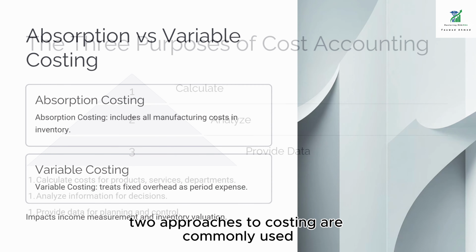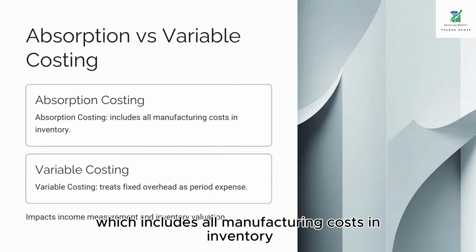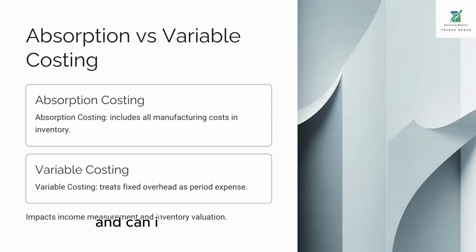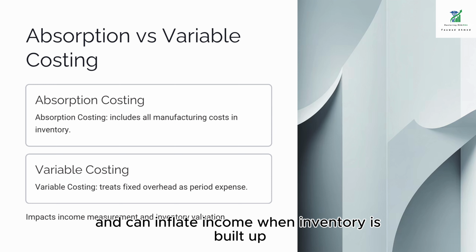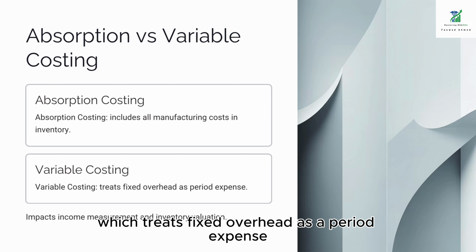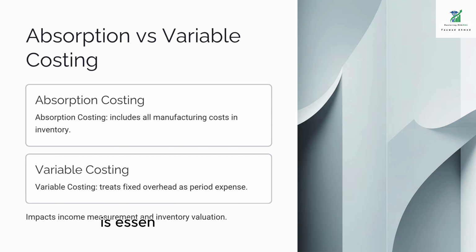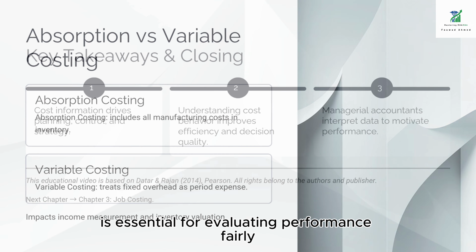Two approaches to costing are commonly used. Absorption costing, which includes all manufacturing costs in inventory and can inflate income when inventories build up, and variable costing, which treats fixed overhead as a period expense to avoid that distortion. Understanding both is essential for evaluating performance fairly.